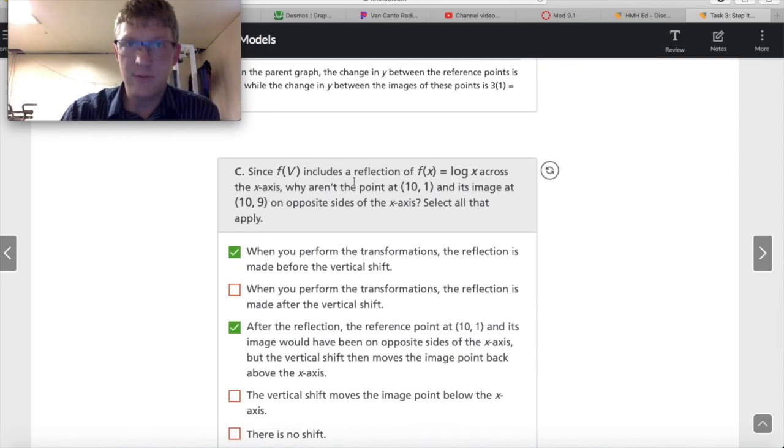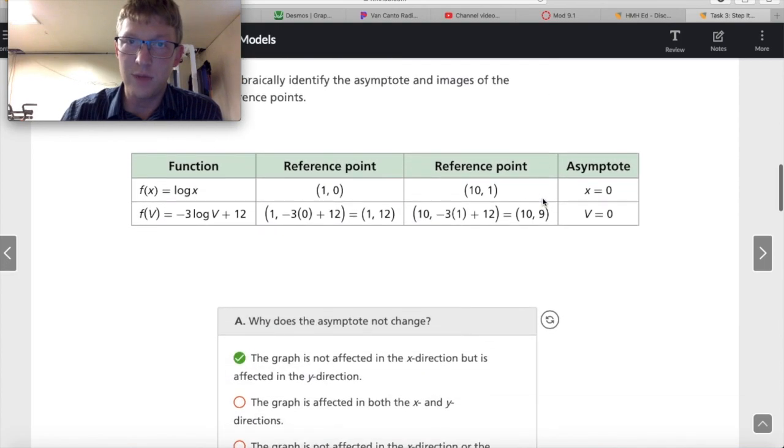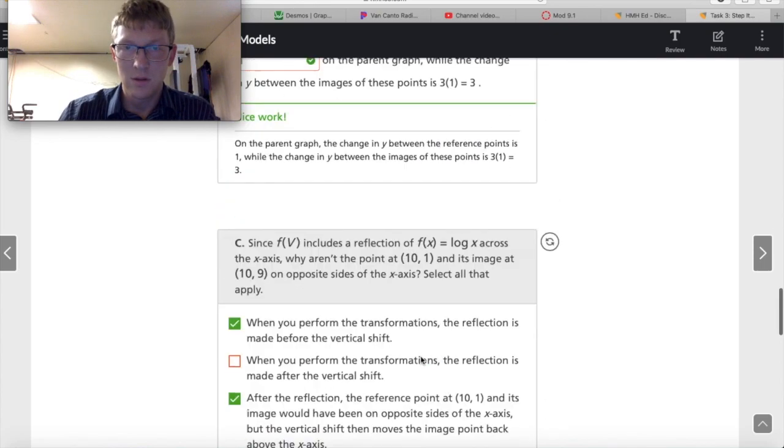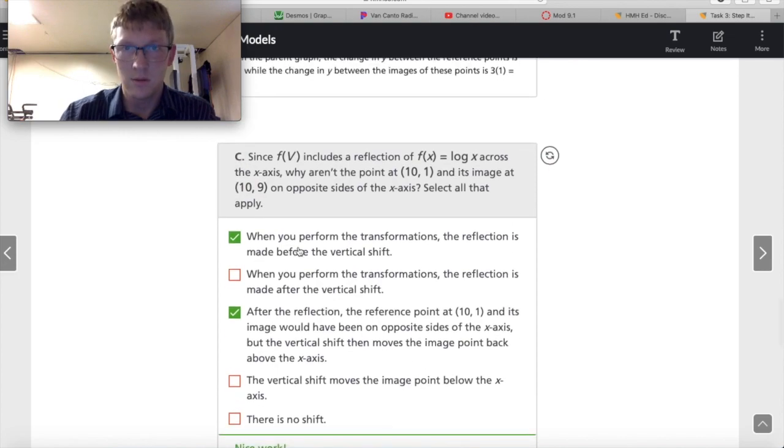So then since f of x includes a reflection of f of x equals log base 10 of x across the x-axis, why aren't the point at 10.1 and its image at 10.9 on opposite sides of the x-axis? Select all that apply. So if you think about it though, you start here, you have a negative sign, which then flips it around the x-axis, but then you move it up 12 units. So if we come back down here, when you perform the transformation, the reflection is made before the vertical shift, like we kind of talked about.